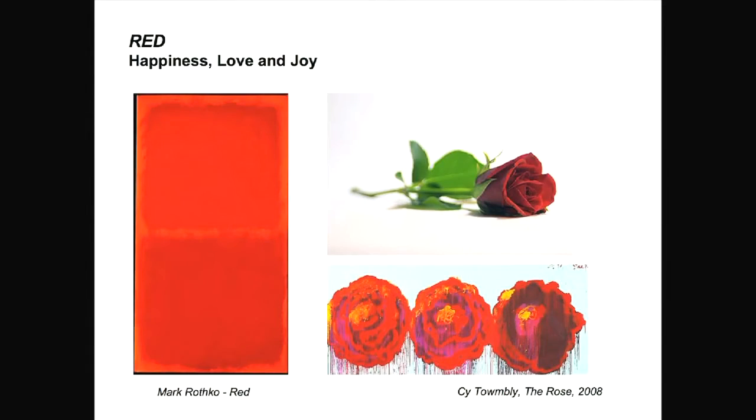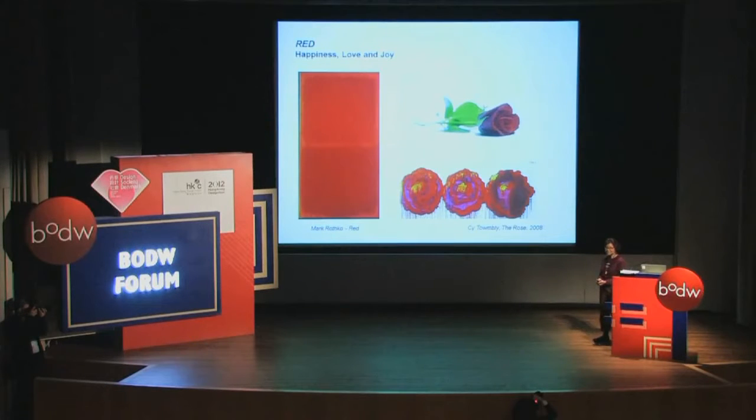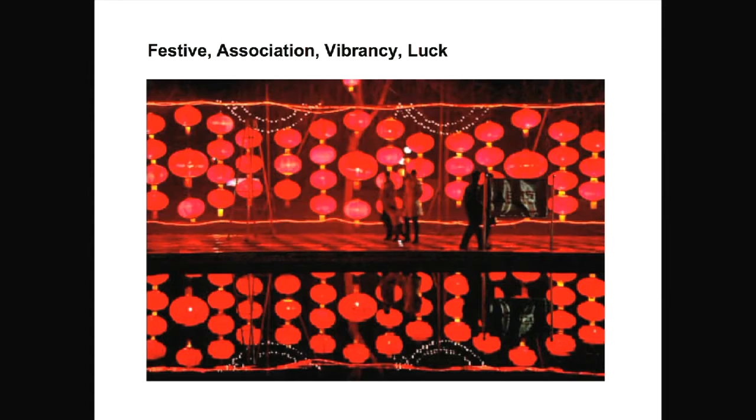Red means happiness, it means love, it means joy. Again, I use Mark Rothko's red. And next to it, that great master of color again, Cy Twombly, the rose. And on top is a rose. You know that what is on paint, what is on surface, cannot match the real depth of color of the real thing, which is the rose. Red is festive, is associated with vibrancy, with good luck.